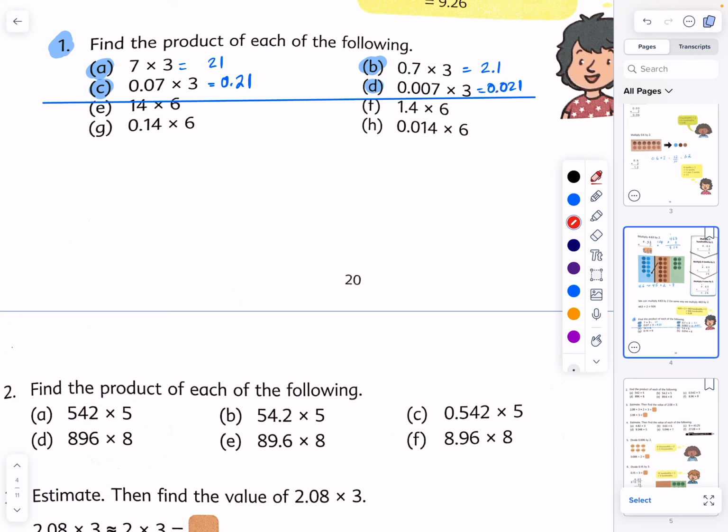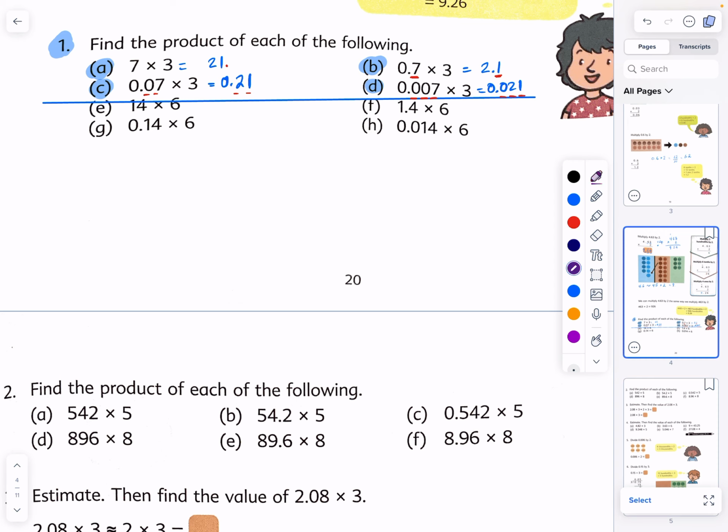Let's pay attention to the decimal places. We have no decimal places in 7 times 3. It's just 21 wholes. We have 1 decimal place in 0.7, and times 3 is 2.1. In 7 hundredths, we have 2 decimal places, so we have 2 decimal places in our product. And in 7 thousandths, we have 3 decimal places, so times 3, we have 3 decimal places in our product.